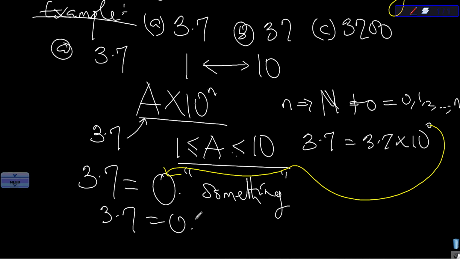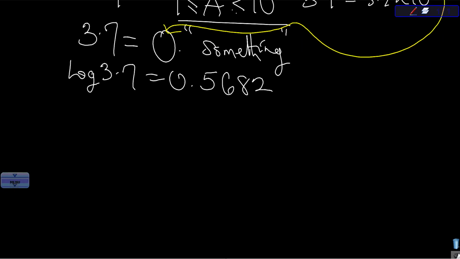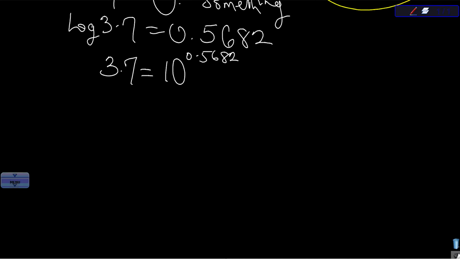Now, how do we find the something? It is by going to your four-figure table and checking for the logarithm of 37. If you check properly, you will meet this figure there, which is 5682. So the logarithm of 3.7 is 0.5682. Another way of writing this is by saying 3.7 equals 10 raised to the power 0.5682. Please note that this class will be very direct.